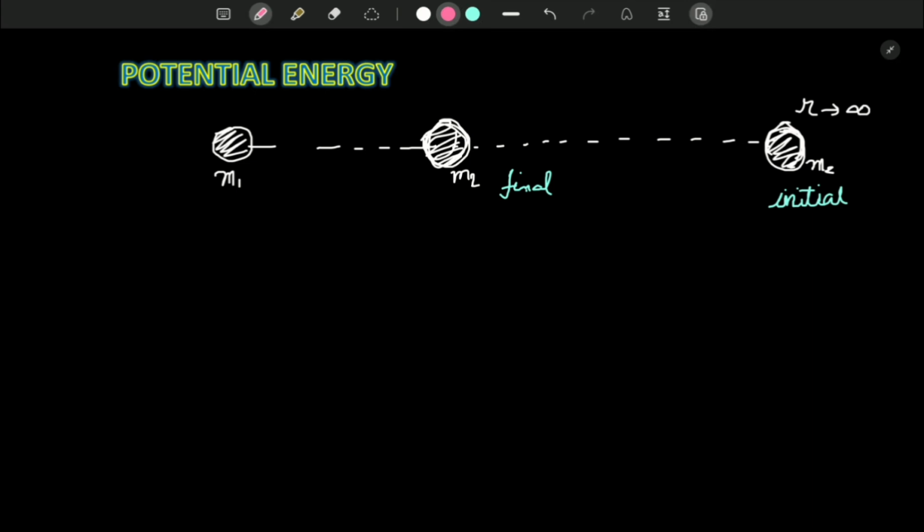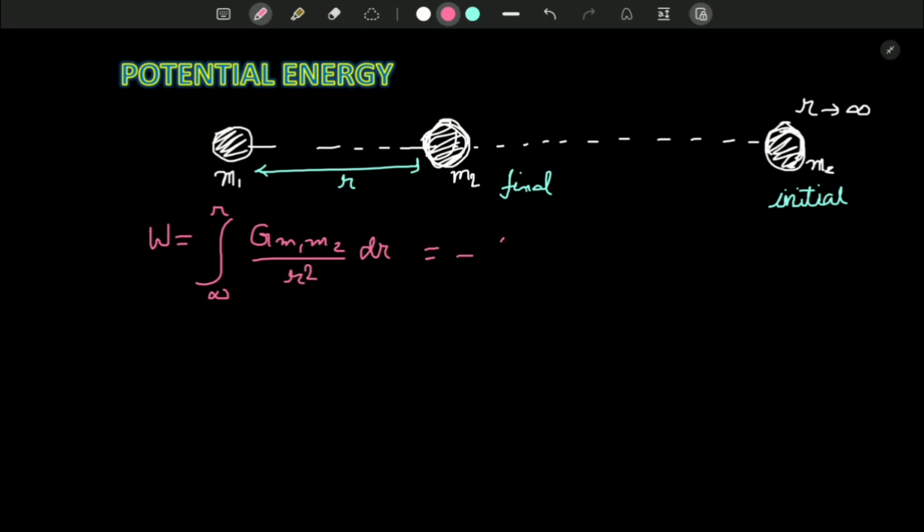So we need to see what is the work done. Work done W equals integration from infinity. The distance between m1 and the final position is r. So integration from infinity to r, G m1 m2 by r square dr. So this will turn out to be minus G m1 m2 divided by r. This is the work done.